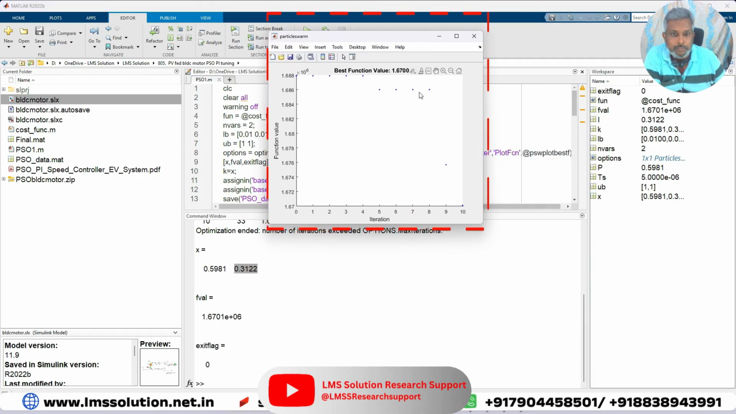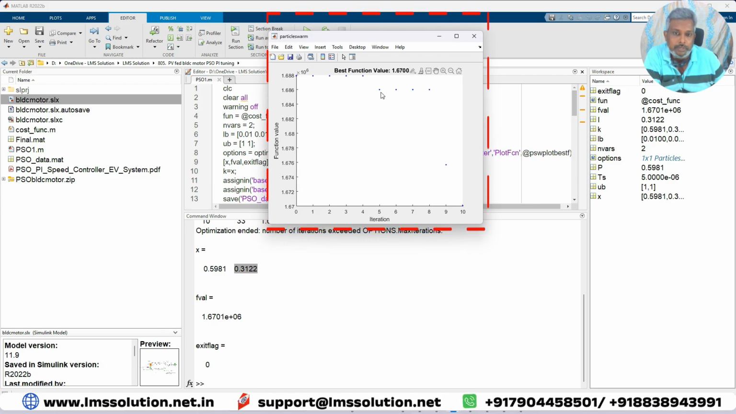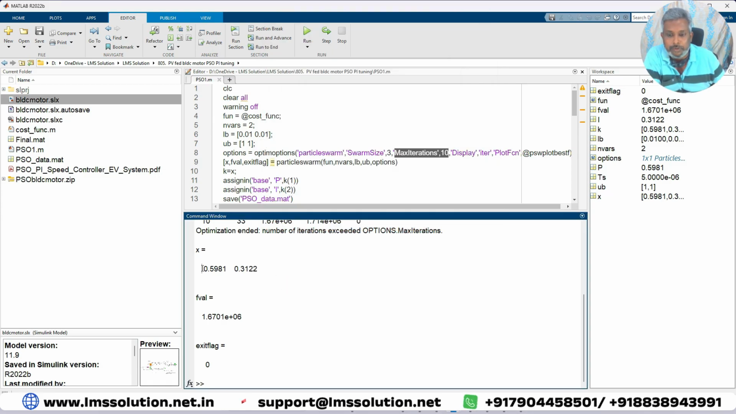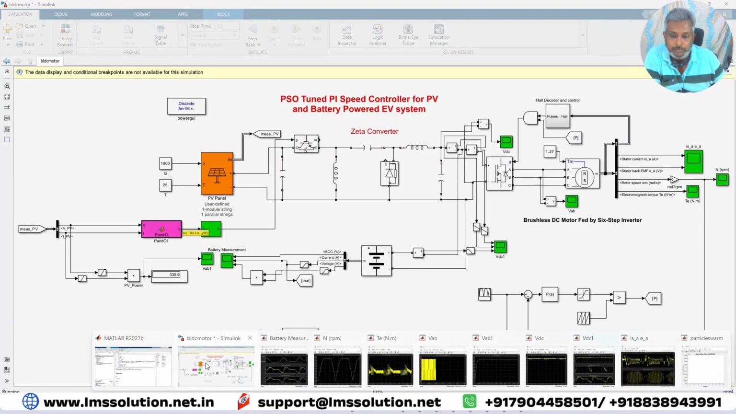Here you see that it keeps on reducing with every iteration. This is the graph of the change in the objective function with respect to iteration. PSO tries to minimize the error value by changing Kp and Ki. This final optimized value is found from the PSO optimization. This is the final result.